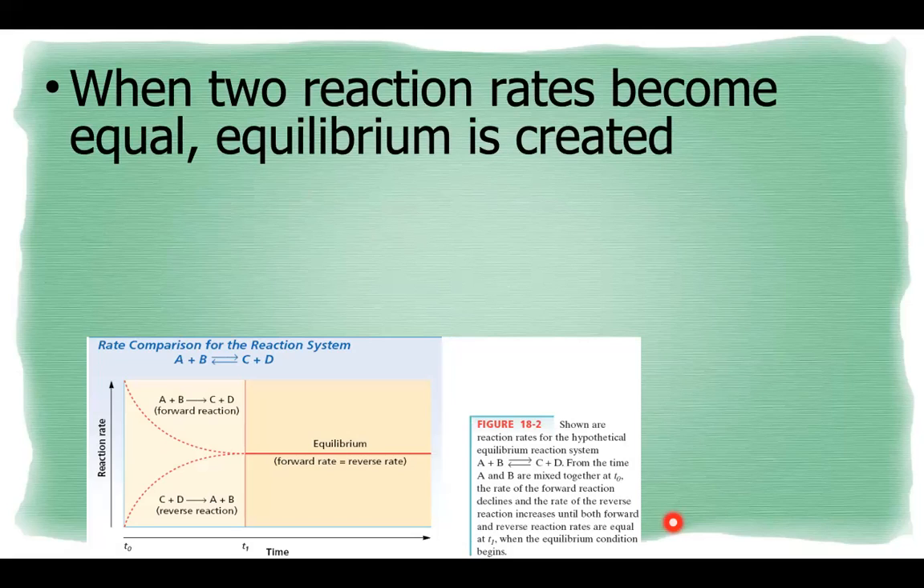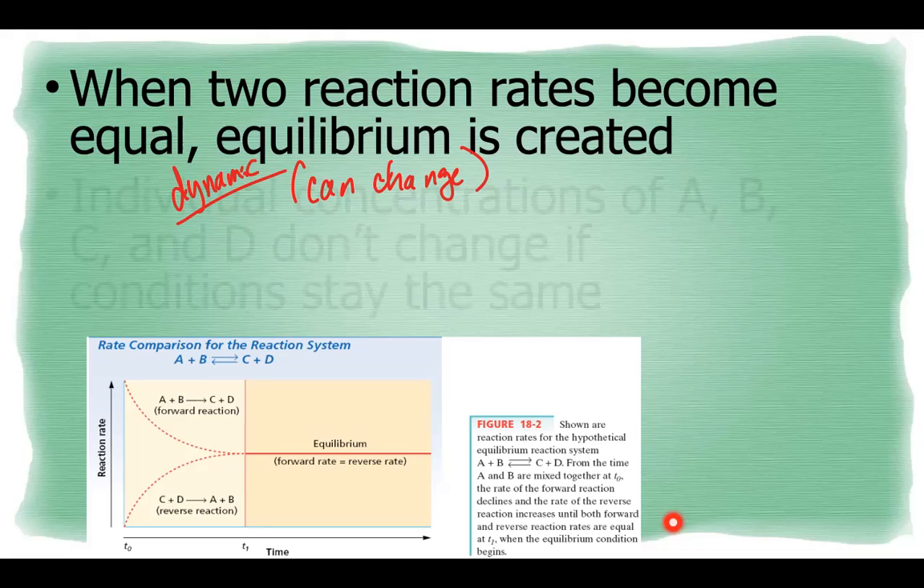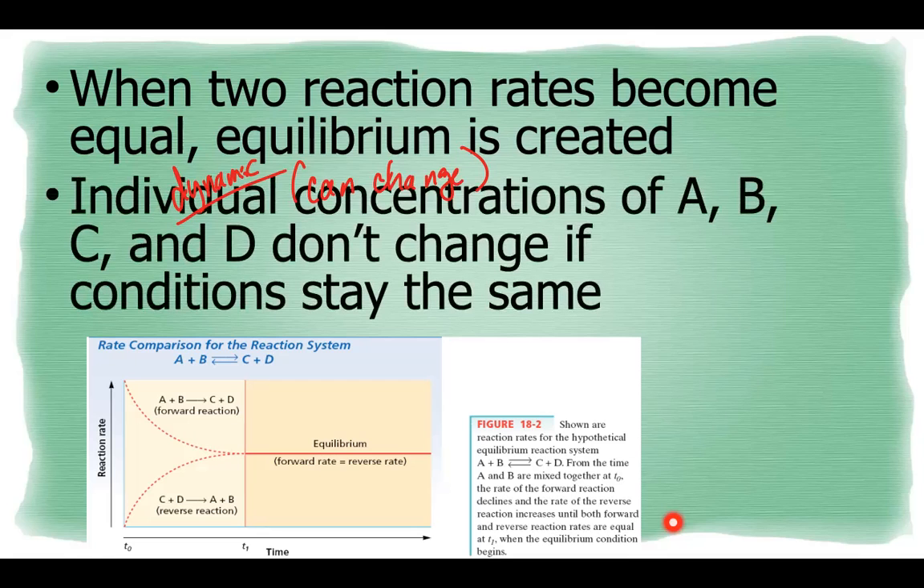We do call it dynamic equilibrium, meaning it can change, because if you do anything to disrupt the system, which is the next section I'll talk about on Wednesday. If you change any condition in the system, you're going to disrupt equilibrium, and you can reform a new equilibrium with different concentrations depending on what the stress is, and that's what we'll talk about on Wednesday. So at equilibrium, the concentrations of A, B, C, and D don't change as long as conditions stay the same.